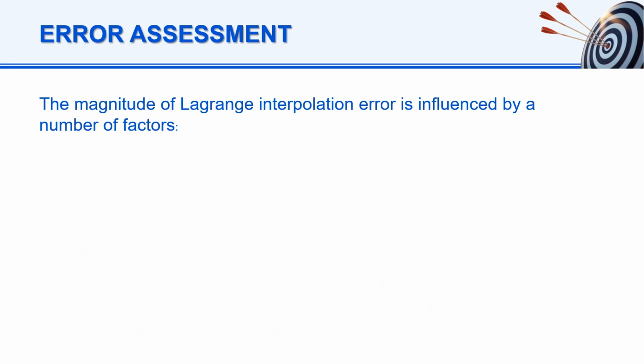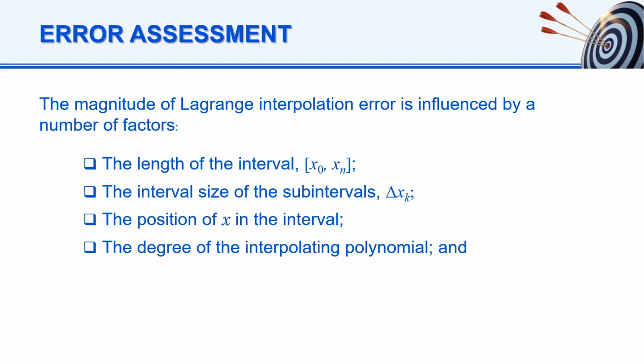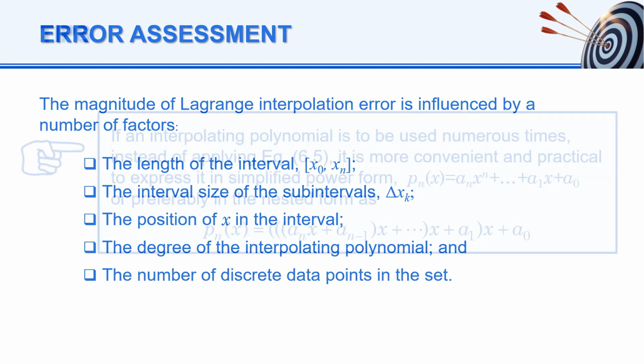The magnitude of Lagrange interpolation error is influenced by a number of factors: the length of the interval, x_0 to x_n; the interval size of the subintervals, delta x_k; the position of x in the interval; the degree of the interpolating polynomial; and the number of discrete data points in the set.